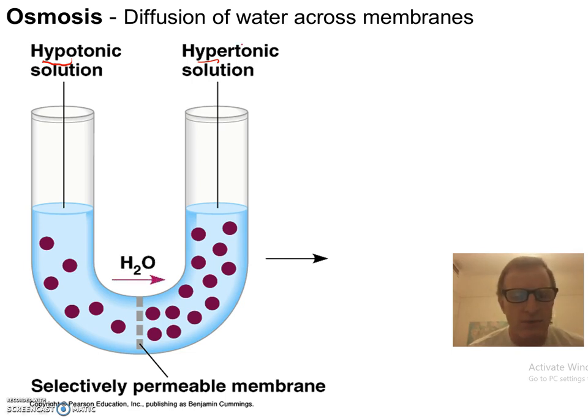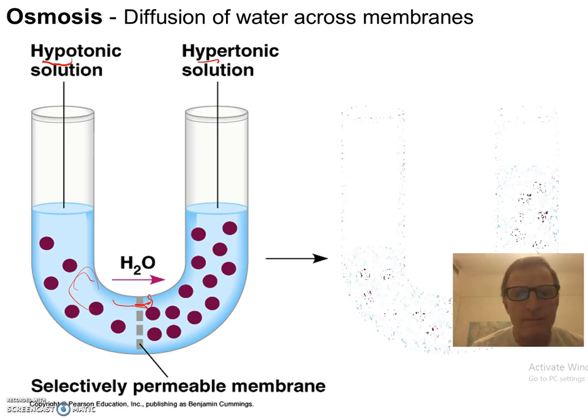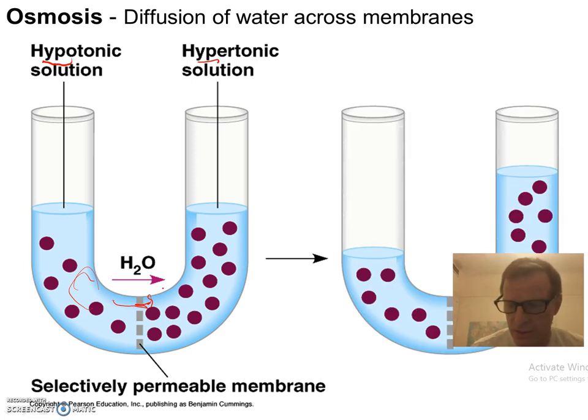This relates to osmosis, because water is always going to move from a concentration of greater water concentration to less water concentration. And the movement of water across membranes is called osmosis. So there you go, it's reached equilibrium.